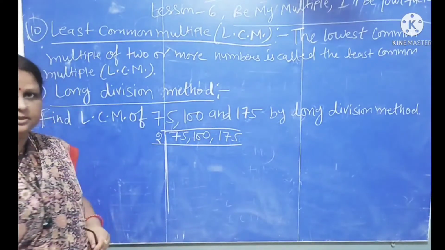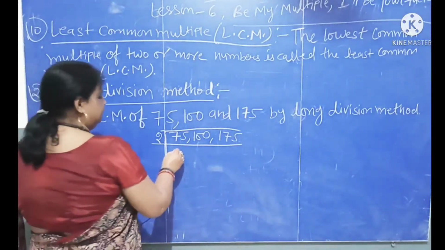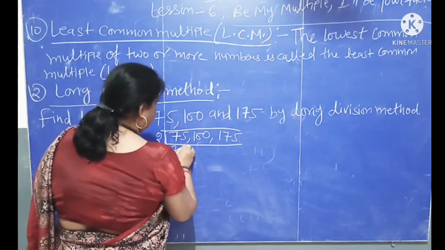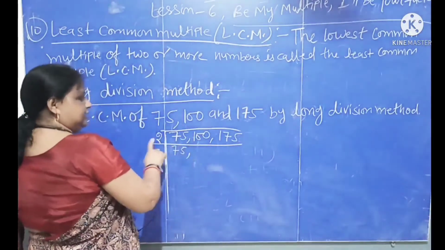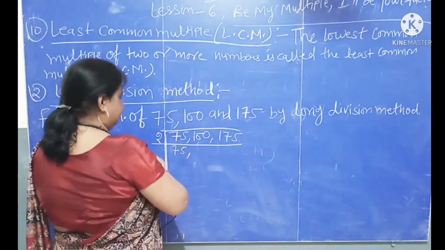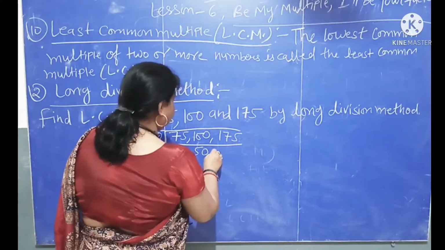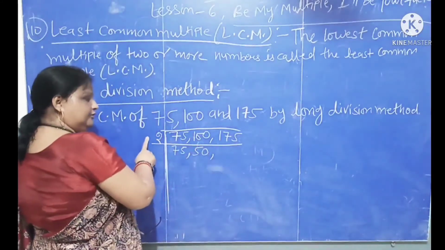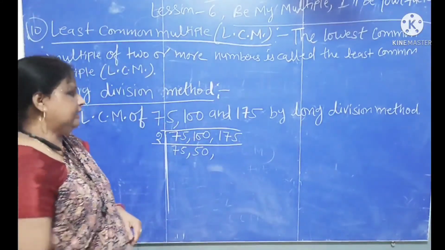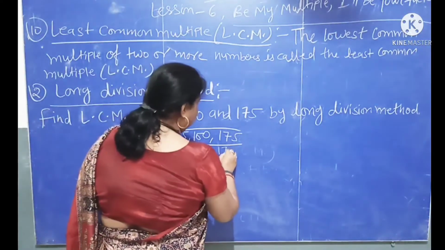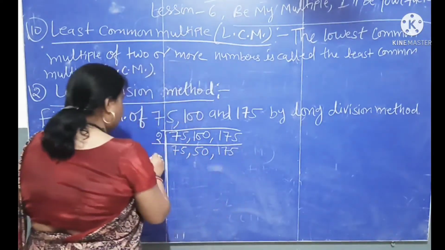75 is not divisible by 2, so we write 75 as it is here. 100 is divisible by 2, so we divide 100 by 2. 2 5s are 10, here is 0. 175 is not divisible by 2, so we write 175 as it is here.